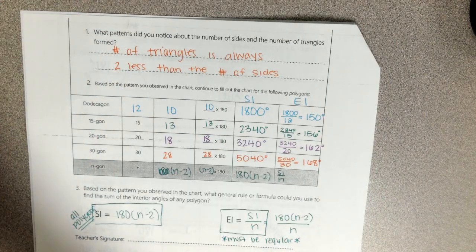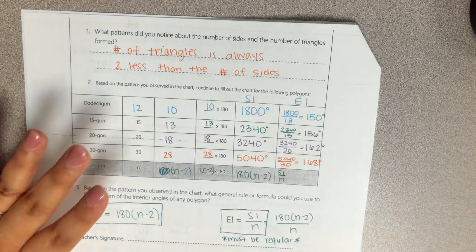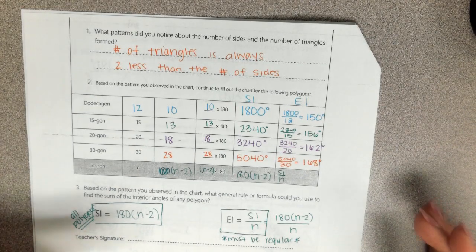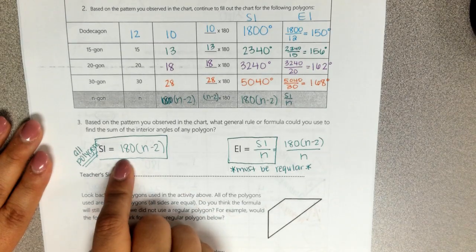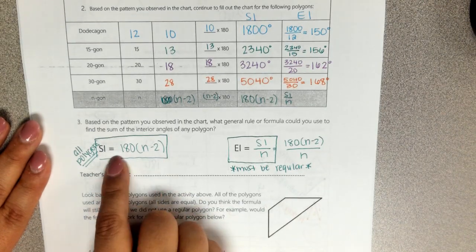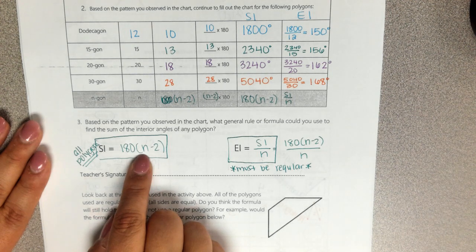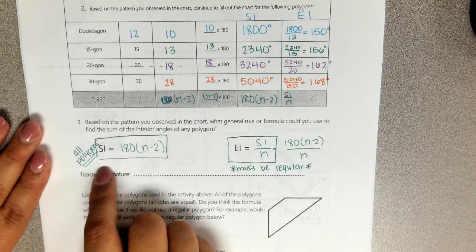And then how do we find the SI, or the sum of the interior? We take the number of triangles and do what? Multiply it by 180. So, the formula we came up with that I need you to make sure you've written down and boxed is SI equals 180 times n minus 2. What does n stand for? Number of sides. As a reminder, you can use SI for all polygons.